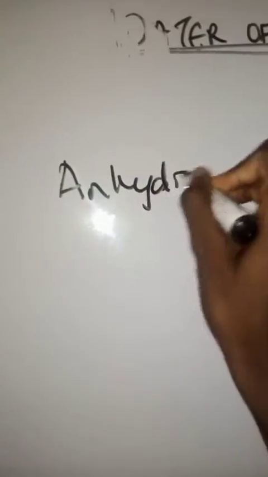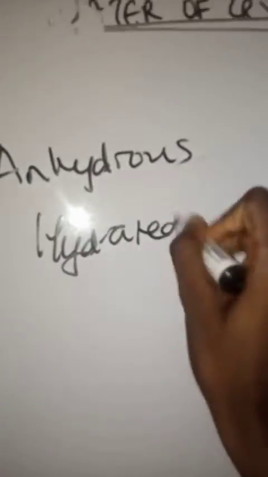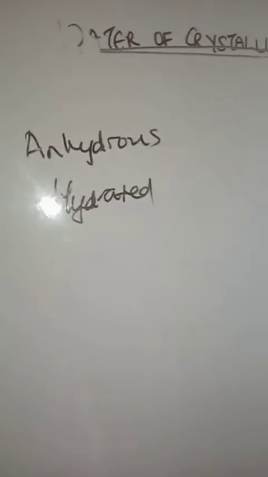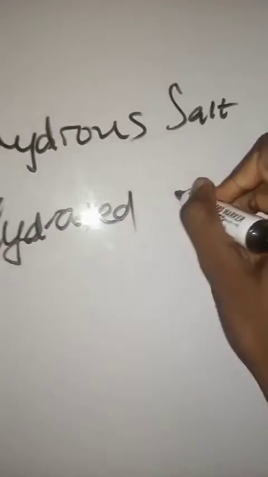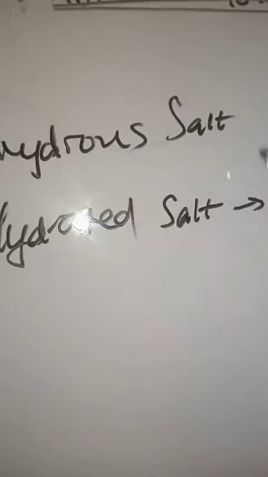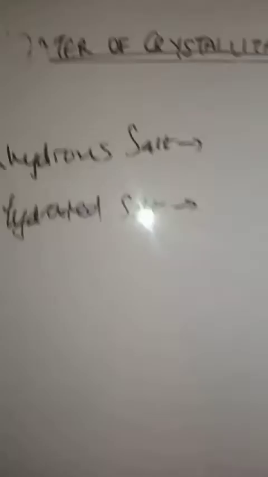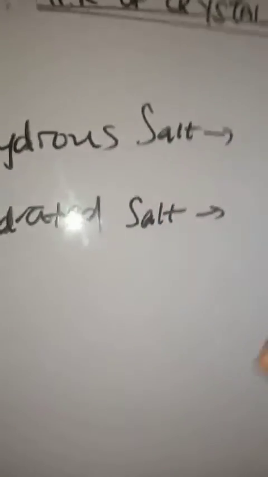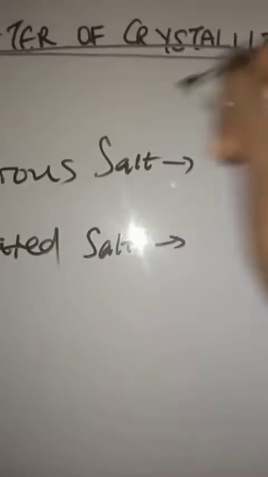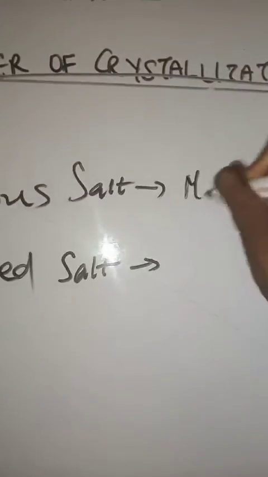Let's go into the calculation proper now. There are some terms you need to note. They can say anhydrous, then they can say hydrated. What do they mean by an anhydrous salt and a hydrated salt? An anhydrous salt is a salt that is dry. The anhydrous form of Glauber's salt is Na2SO4, with no water of crystallization.